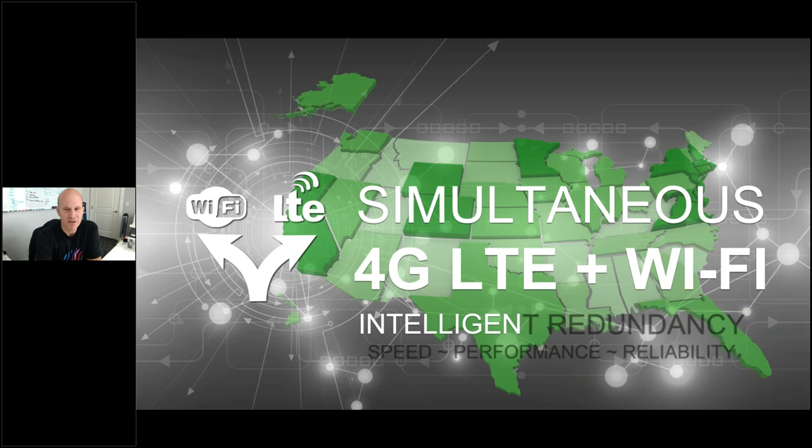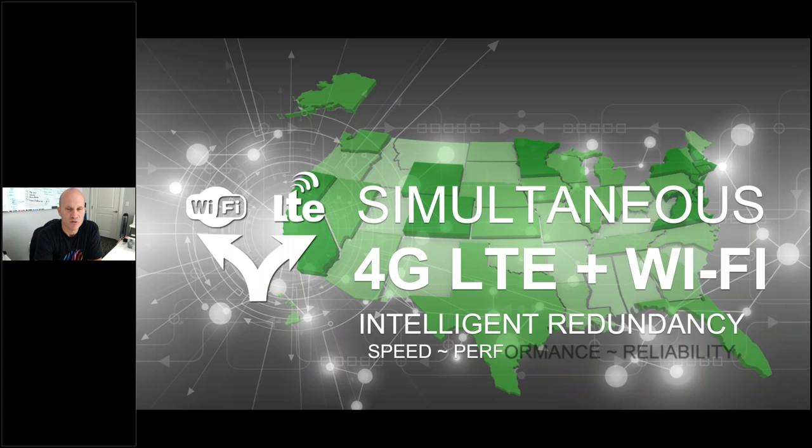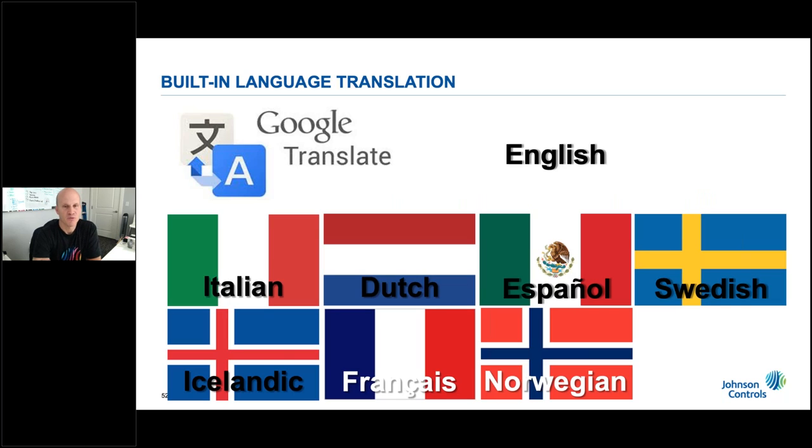Of course, we have dual path on every panel, so we communicate over Wi-Fi and LTE simultaneously. And we support, I think, 16 or 17 different languages now directly on the panel interface. You can toggle those with a single button between two different languages. We call that the language toggle. So maybe you're installing in an area where they speak a lot of Spanish and you might have English and Spanish speakers in the home. You can quickly toggle between the two.